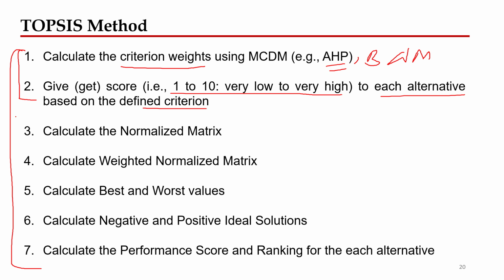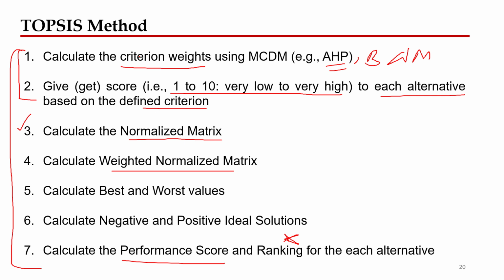Once we have done these first two steps, we can start the calculation in order to get the best alternative with respect to TOPSIS. For that, we are going to find the normalized matrix, then the weighted normalized matrix, and then we are going to find the negative ideal solution as well as the positive ideal solution. Based on that, we are going to calculate the performance score, and based on that performance score, we are going to rank the alternatives.